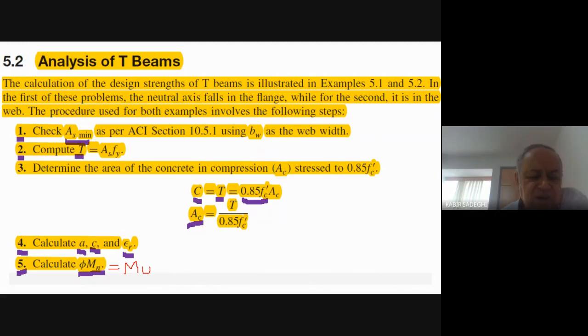And phi is the reduction factor 0.9 when there is a ductile section, epsilon t is greater than 5 per thousand. And by the way, it is epsilon t; in the reference book it is typed by mistake. This is epsilon t, not epsilon r. This is correct in the reference book as well. Therefore, you find Mu, and you know the capacity of the section.